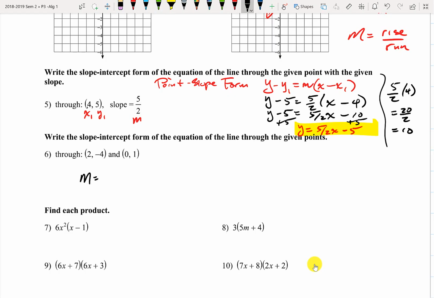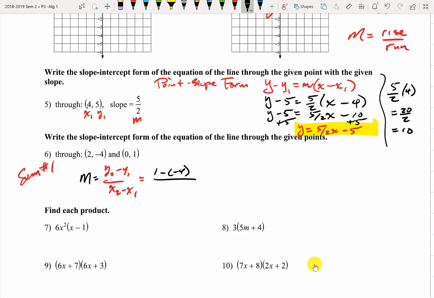So slope is equal to 1 minus a negative 4. Okay, y2 minus y1. In fact, let me write that down. So y2 minus y1 divided by x2 minus x1. This is semester 1 as well. Okay, and then what do you get? Well, you get 1 minus a negative 4. Not 1 minus 4, 1 minus a negative 4.